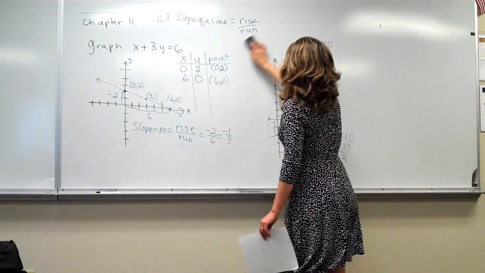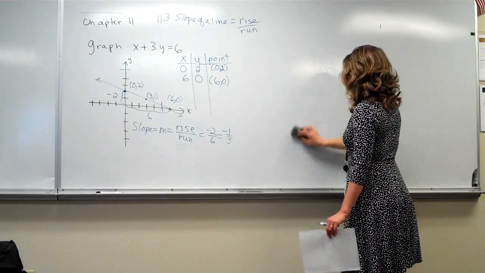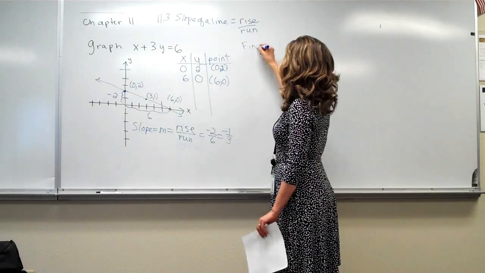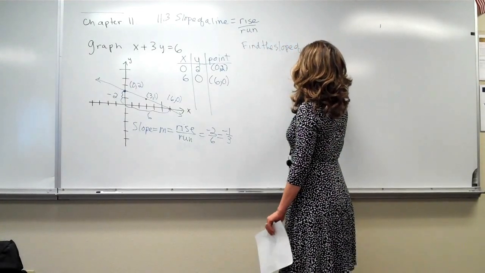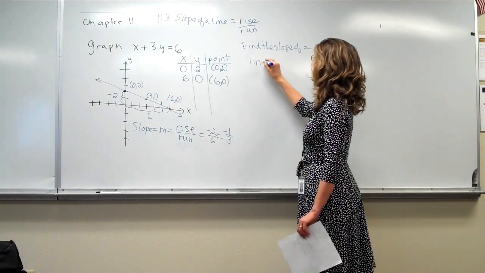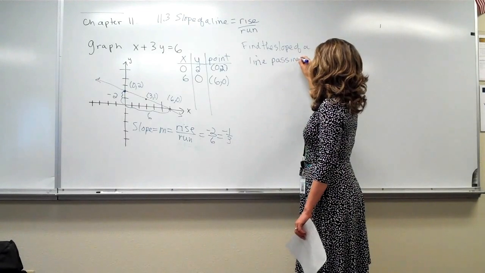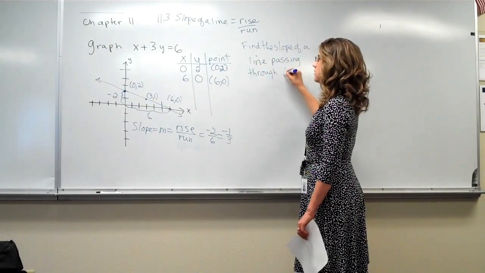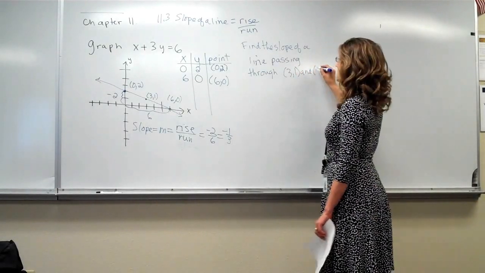All right. So now I would like us to talk about how to find the slope when you're given two points on the line. So suppose you would like to find the slope of a line passing through (3, 1) and (6, 0).